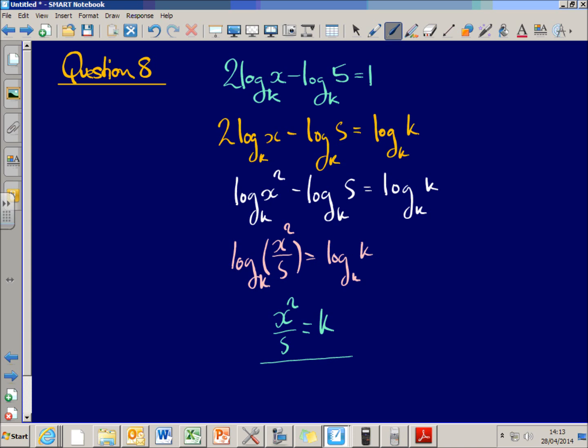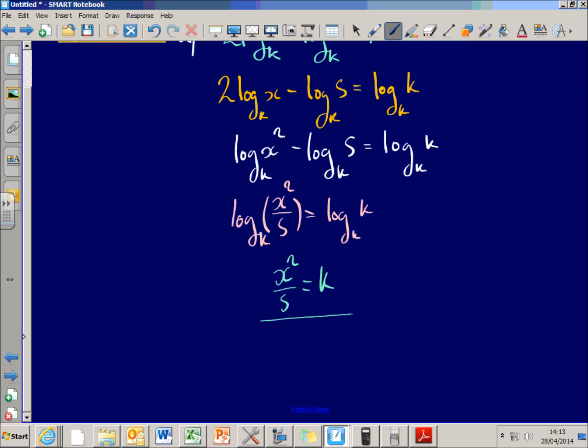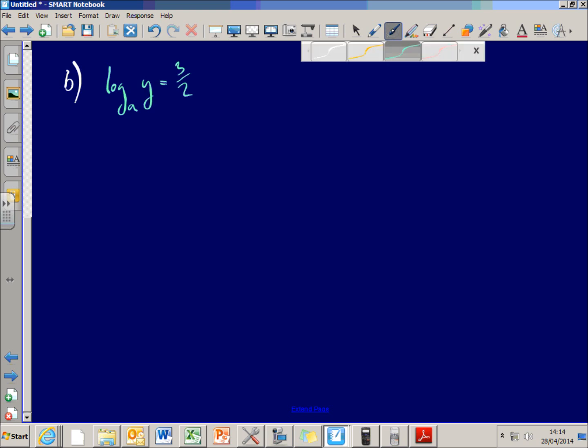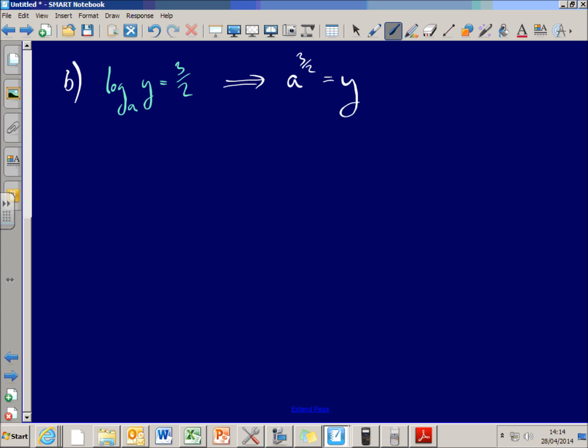Okay, for part B, looks nasty, but it's all right really. So part B, it says log a. I'm going to do this one thing at a time, okay? It says log to the base a of y equals 3 over 2. Can you see that? So before I do anything with this, does that mean then that a to the power of 3 over 2 is equal to y? That's true, right? Okay.